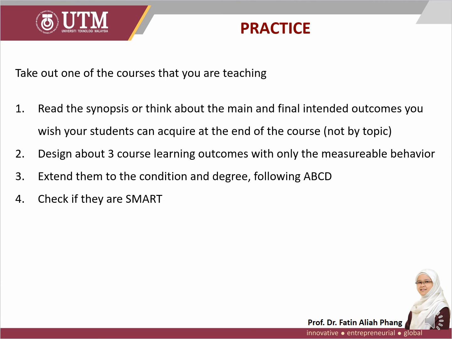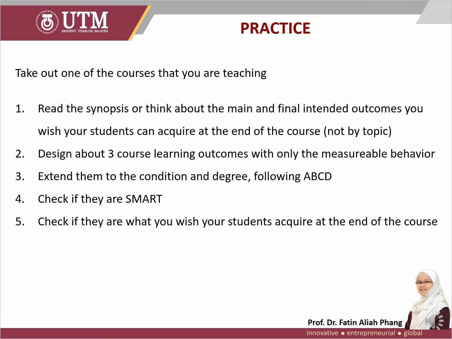After you finish writing your 3 course learning outcomes, the extended ones, you check if they are smart: specific, measurable, actionable, relevant, and timed. So these are 5 criteria you should measure. See if your learning outcomes have these 5 characteristics, and then check if they are what you wish your students acquire at the end of the course.